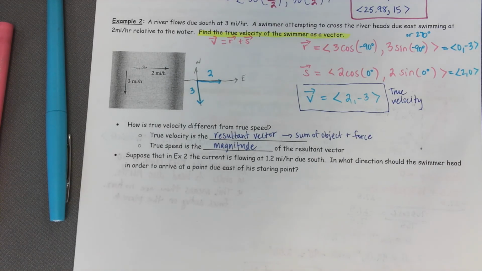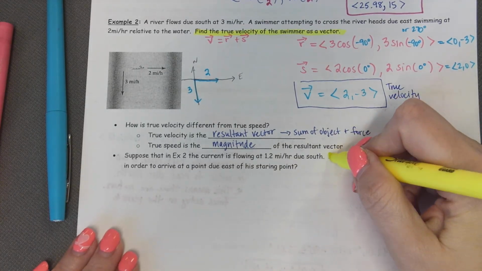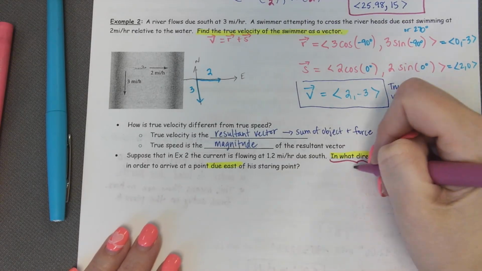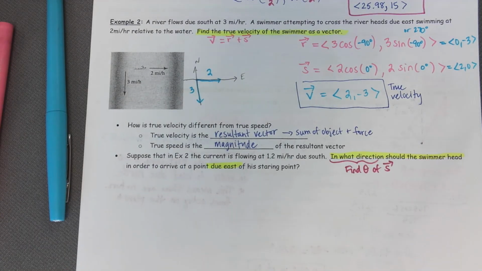Okay, suppose that in example 2, the current is flowing at 1.2 miles an hour due south. In what direction should the swimmer head in order to arrive at a point due east of his starting point? Okay, anytime they're asking you what direction, that means you're going to find the theta. And in this case, it's going to be of the swimmer. All right, so we're going to draw a picture for that as well.